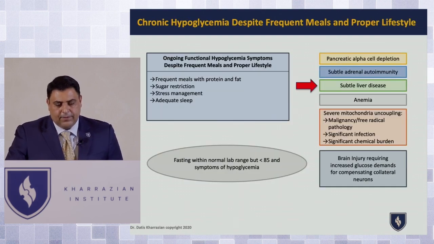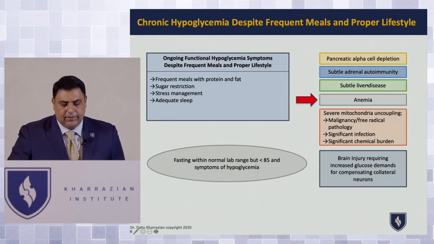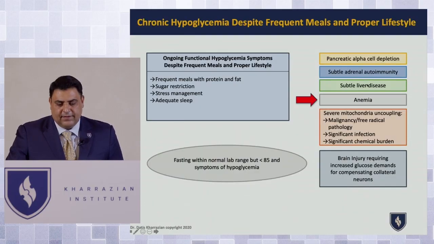Another key factor why people can be hypoglycemic and have metabolic factors that are causing it is subtle liver disease, the biggest cause being chronic hepatitis C. So be aware of those. You can see some of these clinical findings like liver pain or easy bruising, spider angiomas, palmar erythema, telangiectasia. Jaundice is pretty rare unless it gets really progressed, but those are things you want to be aware of when you're seeing a hypoglycemic that doesn't make sense.